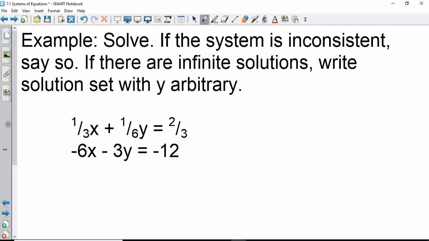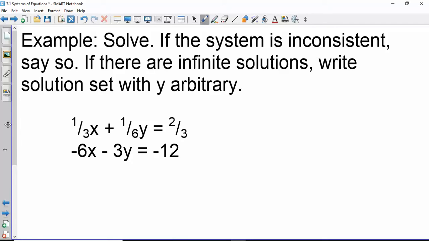So let's say I gave you this one. It's a little bit uglier because of the fractions, but we can still deal with it. What could we do? Any ideas? Like negative. Times it by 6. Okay, let me ask you a question.